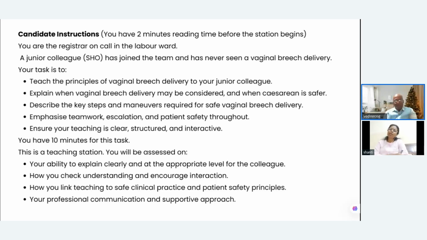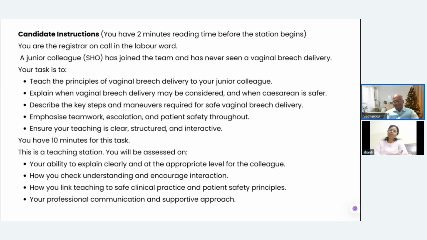Second thing is that when you are performing the task, I felt you are giving a lot of information and less checking of the understanding. You did check the understanding, but the information which was given was very fast.